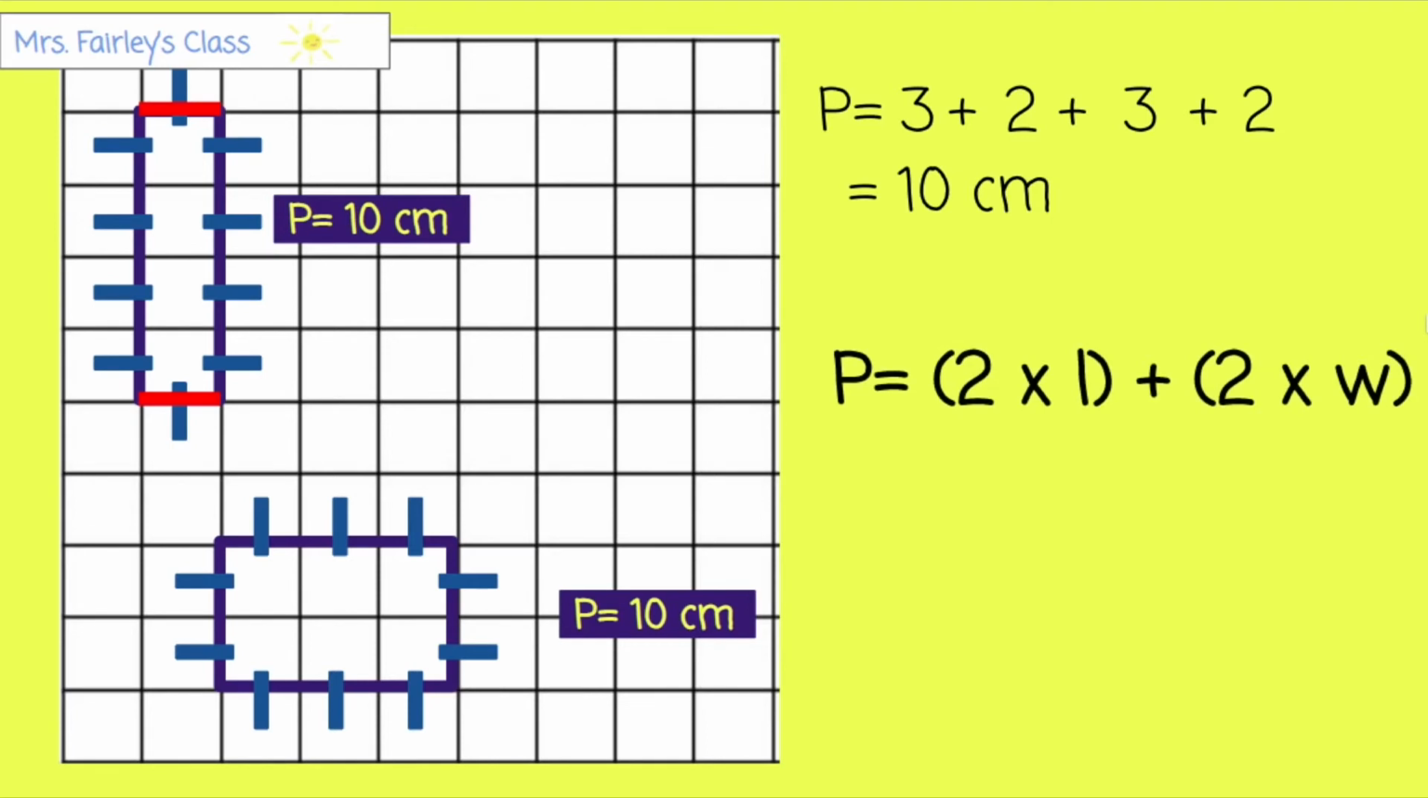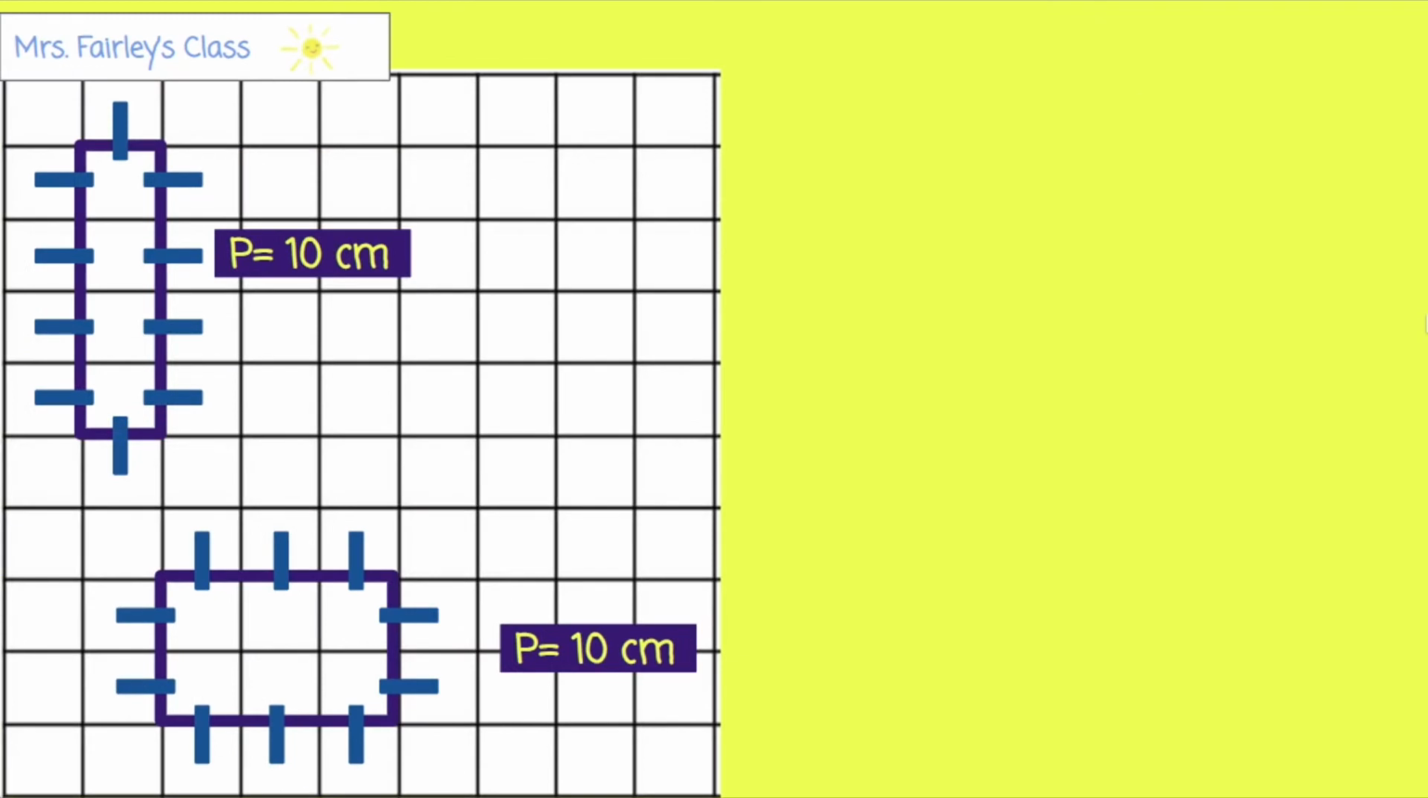So we can come up with this formula for perimeter. 2 times the length, and that lowercase l stands for length, plus 2 times the width, that W stands for width. So let's try that formula out with this rectangle on top.